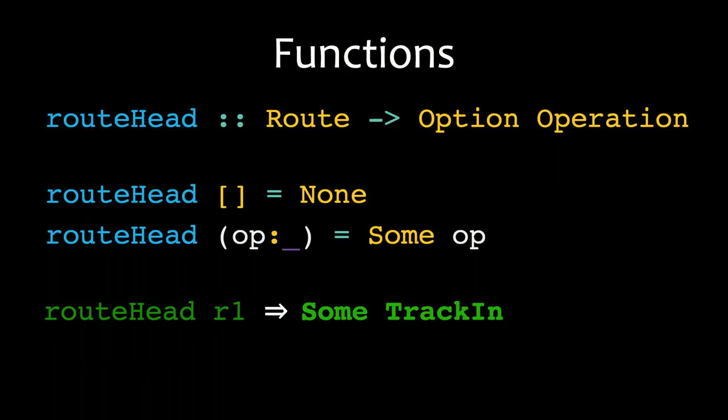It may seem trivial to you, but it already communicates a tiny little bit of something. And then we can write route head of the empty list as none. So there's no head of the empty route. Or if we have an operation coming out, we just write some in front. And so if we use that example route that you saw earlier, where R1 was track in, process, track out, what we get is some track in. Okay? So that type communicates a little bit of what we do.